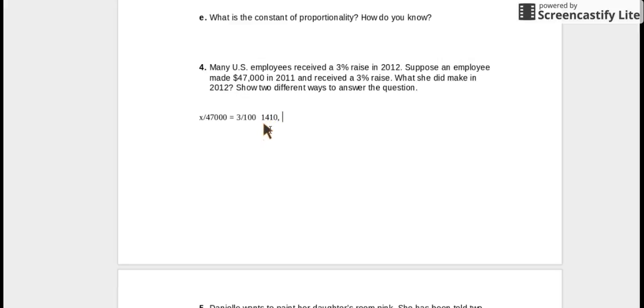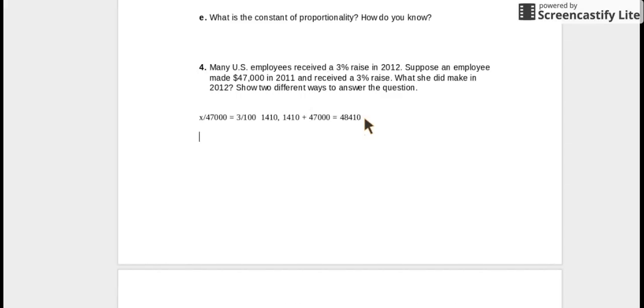Now that's only the raise, and we're asking what did she make in 2012? Well, $1,410 isn't what she made in 2012. That's just the raise, so we need to add that to what she was previously making, 47,000. So we add the raise to what she was previously making, which should give us $48,410. Now for on-level, this is what we were expecting. We were expecting a percent proportion.